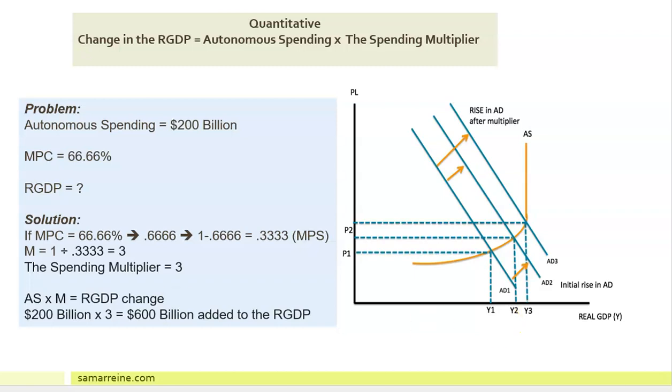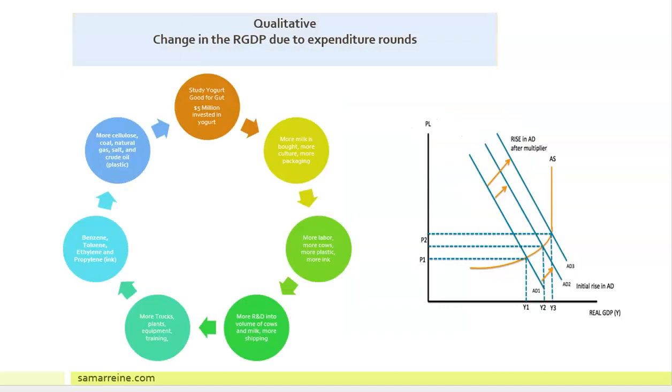Okay, now if we were to go here to kind of wrap up the multiplier, we're looking at a qualitative example in this case. The qualitative examples means you're not using numbers, you're kind of telling the story. So what's the change in the real GDP in this case due to the expenditure round? So I want to give you an example. So before we said 200 billion. Okay, let's use an example of ice cream. Imagine there's a study right here, or actually yogurt. I think I wanted to do it in yogurt now that I'm seeing it. I remember what I did.